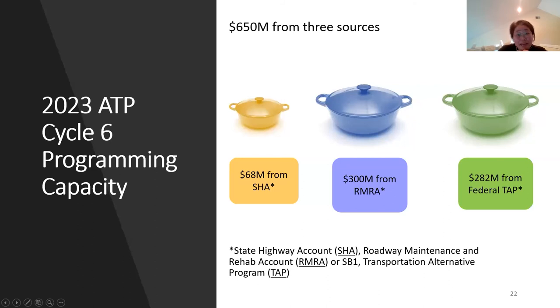As you may be aware of, ATP funding got augmented with SB1 fund from ATP Cycle 3. And last year, the new bipartisan infrastructure law, we call BIL or IIJA, provides more federal funds for active transportation program. For this Cycle 6, the total programming capacity is $650 million. State highway account provides $68 million. SB1 account provides the biggest portion, which is $300 million. And the federal TAP funds will provide $282 million. Next slide, please.